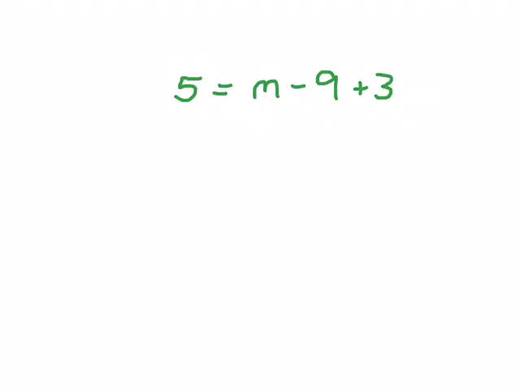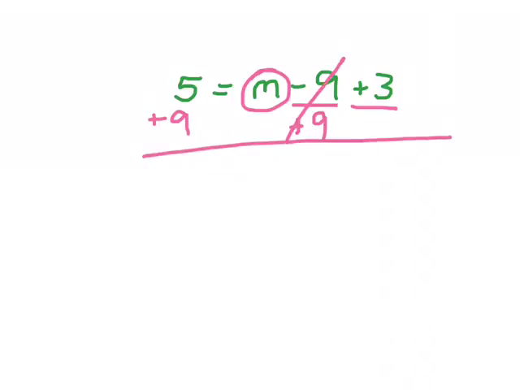Here's one where 2 things are happening to my variable. I've got m, my variable, and it looks like I'm subtracting 9 and adding 3, which is fine. If 2 things are happening to it, I'll have to undo both of those. So I'm going to begin by looking at the minus 9, and the opposite of subtracting 9 is adding 9. And again, I have to do that on both sides. That'll eliminate the 9's from my variable side of the equation. I'll get 14 for 5 plus 9, and that'll be equal to m plus 3 now.